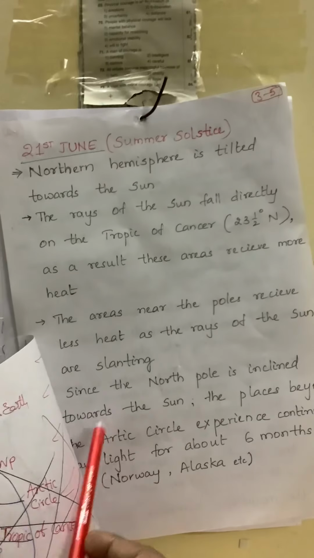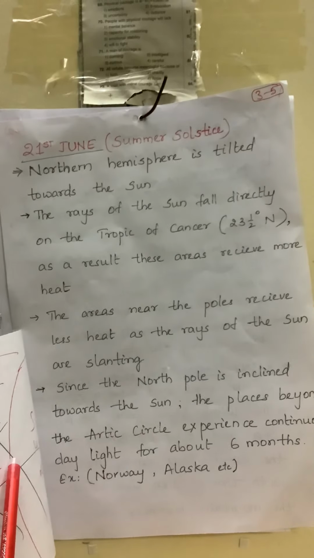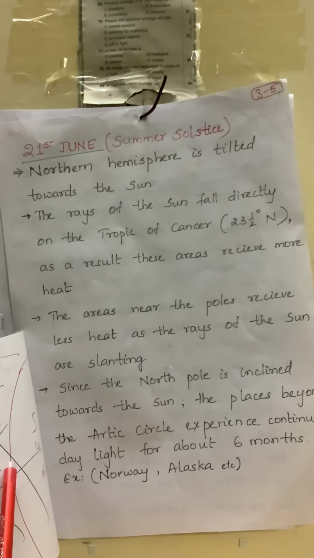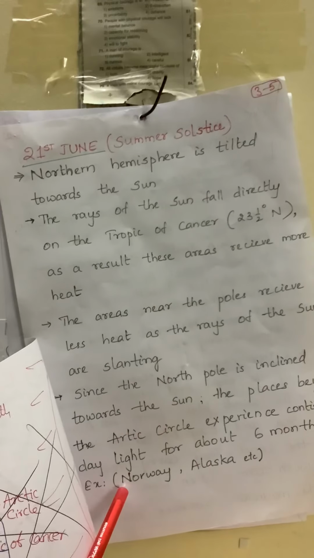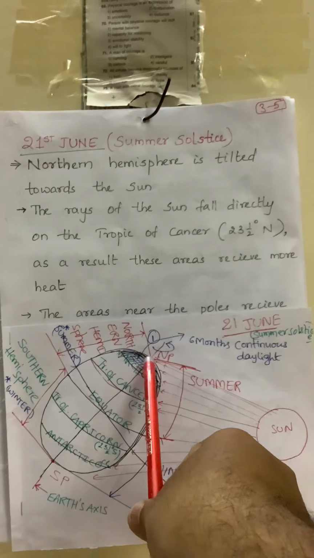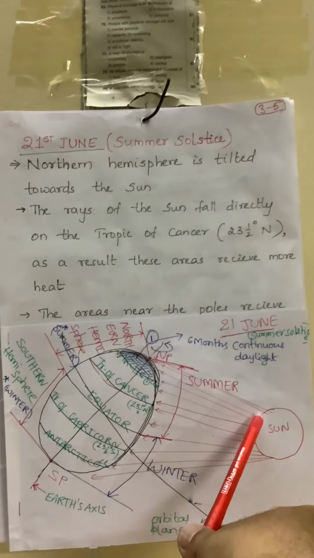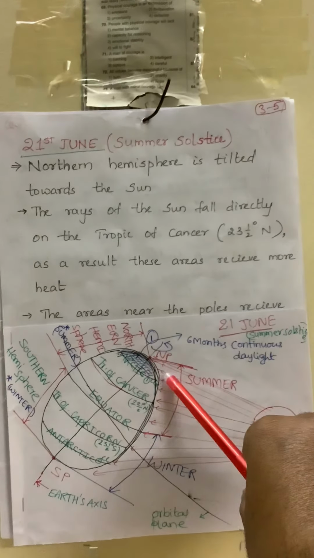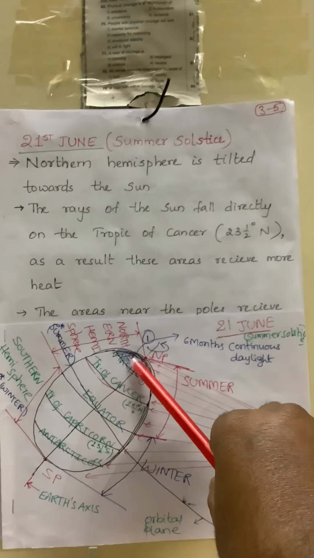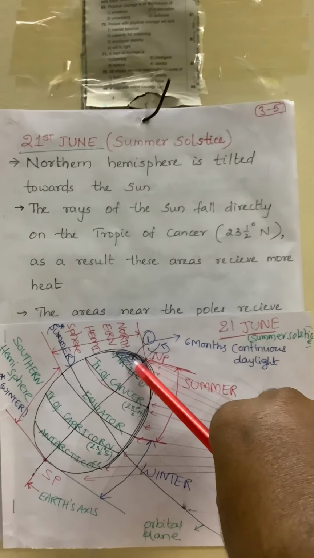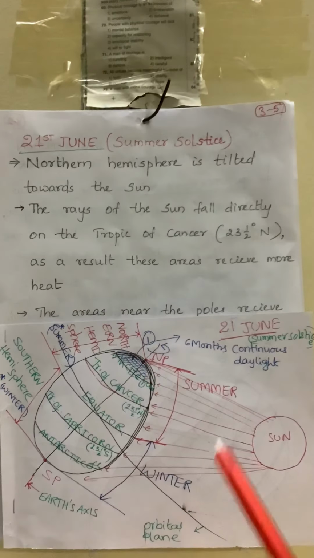Next point, since the North Pole is inclined towards the sun, the places beyond the Arctic Circle experience continuous daylight for about 6 months. For example, some nations are Norway, Alaska, Greenland, etc. So this is the Arctic Circle, and the areas beyond the Arctic Circle experience daylight continuously for about 6 months.